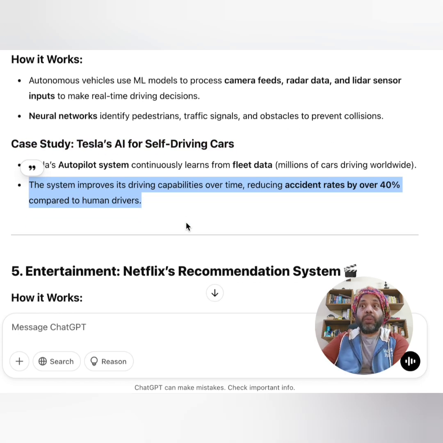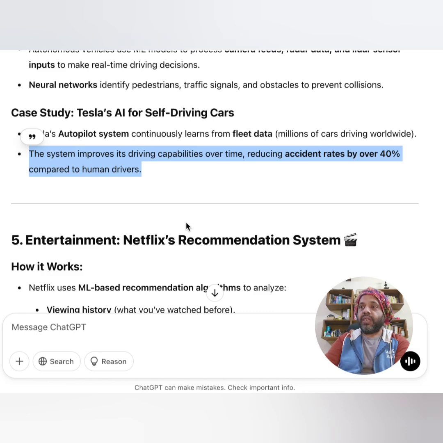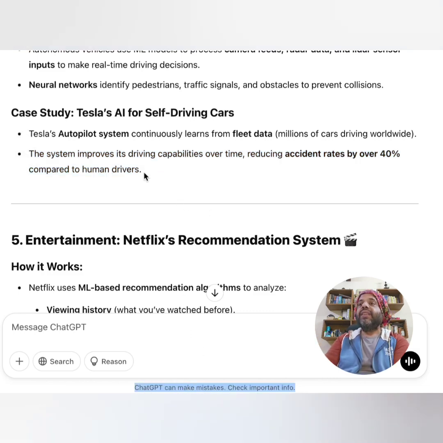So this is what ChatGPT tells me. And as ChatGPT says here, it can make mistakes. Check for important info. All right.